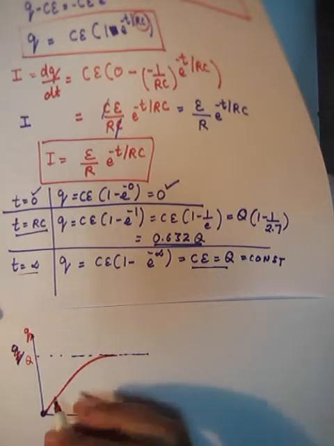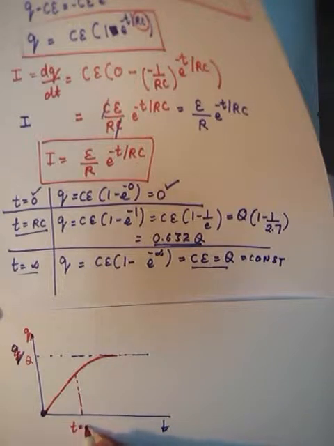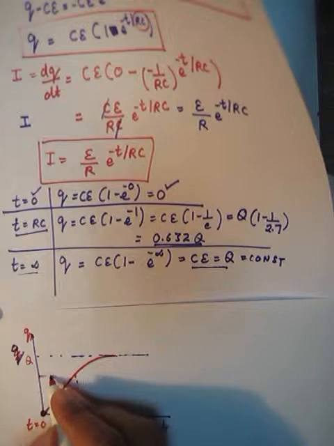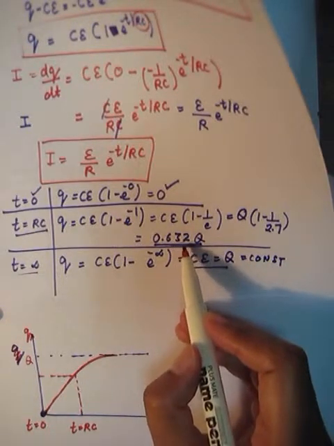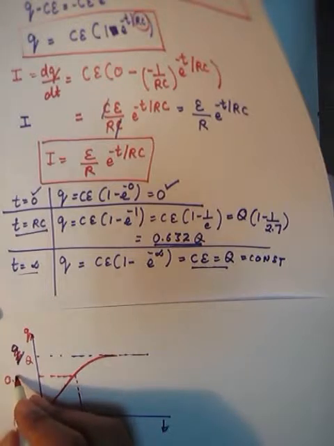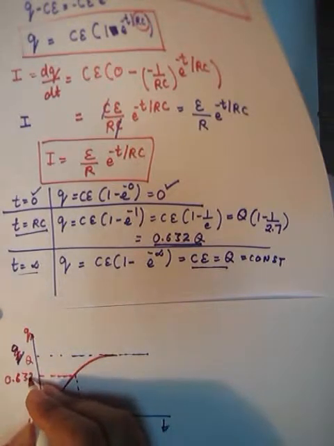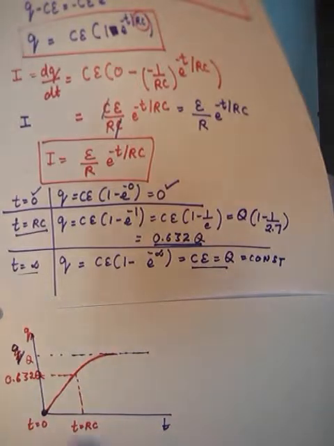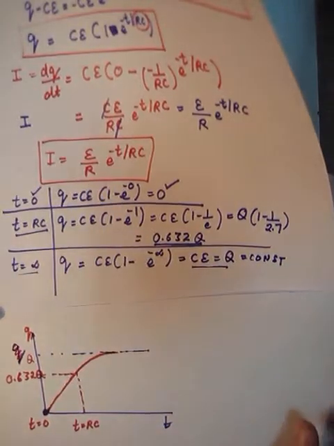Okay, and this is time equal to RC, and this is time equal to 0. And at time equal to RC, the charge is 0.632 times the total charge. Okay. In a similar manner, we can also plot current.